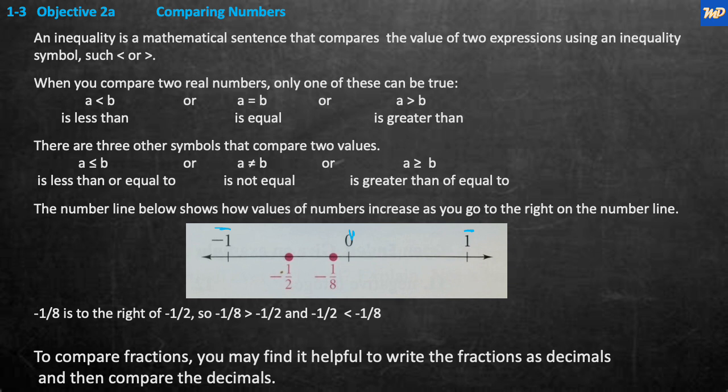Let's look at the statement here. It says negative 1/8 is to the right of negative 1/2. So negative 1/8 is greater than negative 1/2, and negative 1/2 is less than negative 1/8. Even though the number looks like it's bigger because it says a half, that's bigger than an eighth, since it's on the negative side, the numbers going to the left are actually getting smaller. The quantity, if you will, think of it that way. To compare fractions, you may find it helpful to write the fractions as decimals. Sometimes it's easier to see it that way, and then you can compare the decimals.